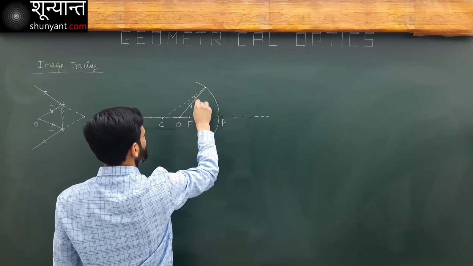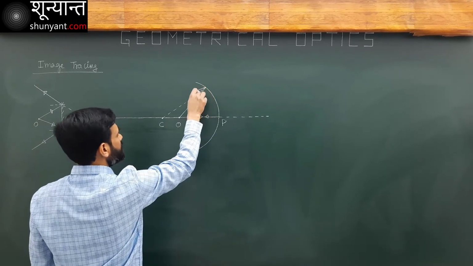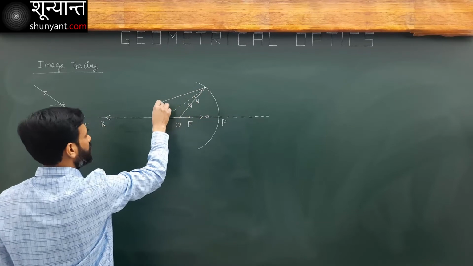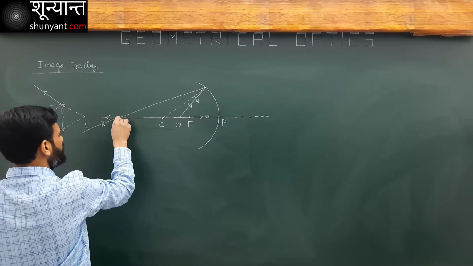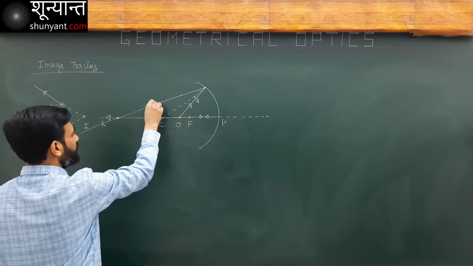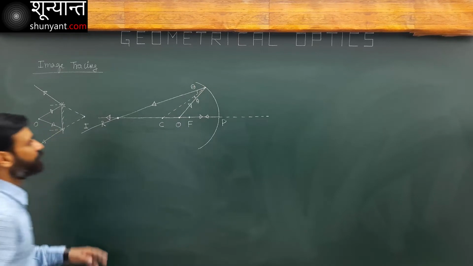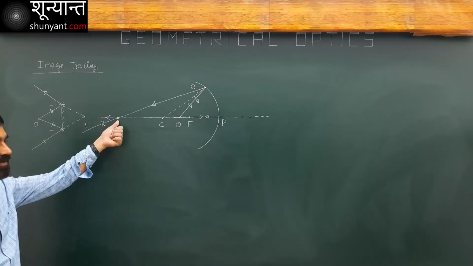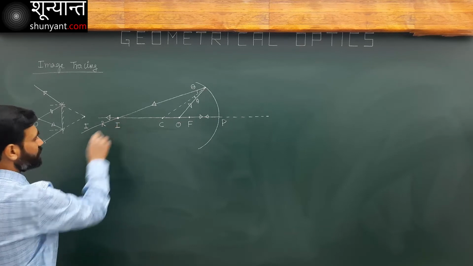This becomes the normal. This angle is theta. Light will be reflected on the other side, making the same angle, theta. It goes in this direction. And at this point here, both reflected light meet. Do you understand this? At this point here, both reflected light meet. So this becomes the image.